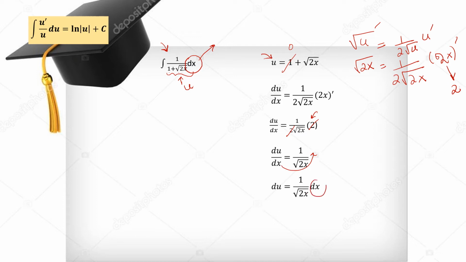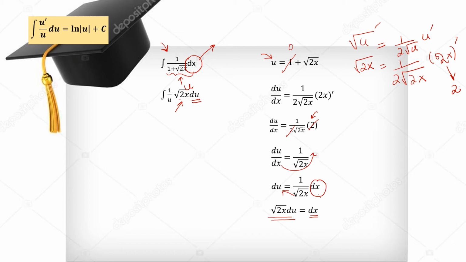Now from here you have to find the value of dx, because in your question there is a dx. So you will cross multiply and shift the square root 2x to the other side, and you will get square root 2x du. So in place of dx, you can write square root 2x du. But when we write in the integration form, either all the values should be in the u form or in the x form. Since we are changing all the x into u, it is not a good idea to write this root 2x here.